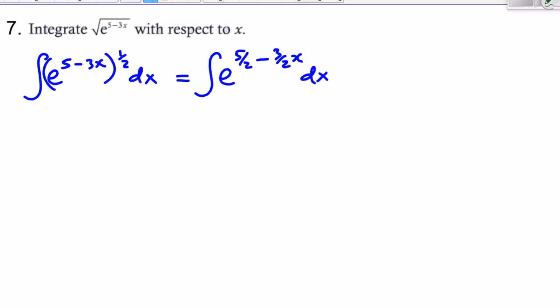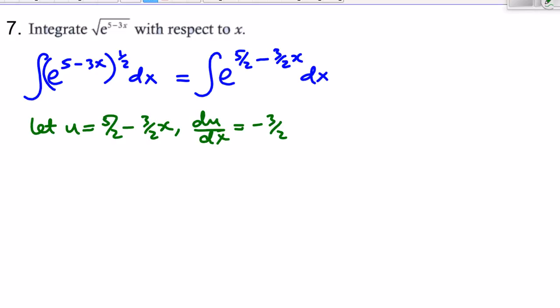And then, of course, you can start with substitution. So let u be equal to 5 over 2 minus 3 over 2x. So du over dx will be just negative 3 over 2, which means that dx will be negative 2 over 3 du. Okay, now I can move on to the substitution. So I'll end up with the integral of e to power u multiplied by dx, which is negative 2 over 3 du.